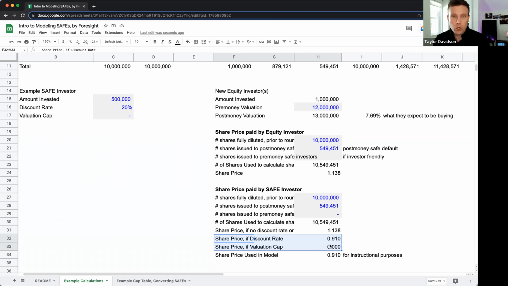And these terms, discount rate and valuation cap, provide a boundary or a structure to figure out how much of a discount they pay. And they affect things a little bit differently, right? A discount rate is literally just 20% off of whatever they pay. But a valuation cap works a little bit differently.